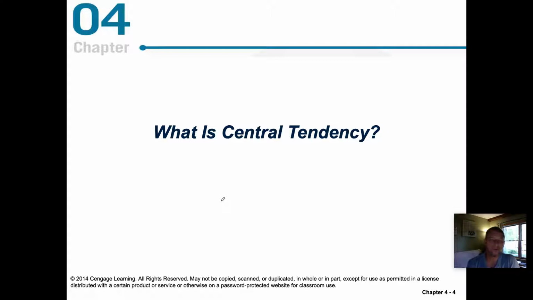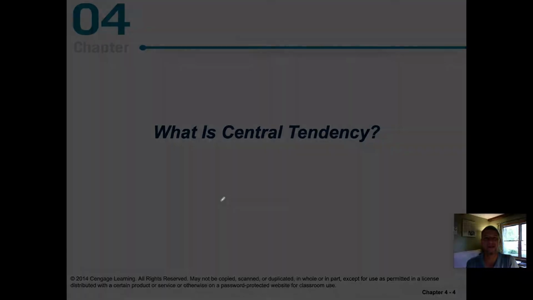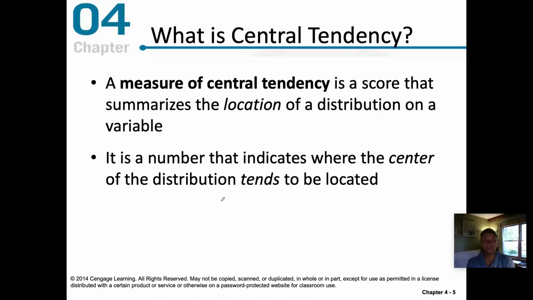So in reality, we talk about central tendency. What does the middle of this data set look like? What do we do to describe this data set? A measure of central tendency is a score that summarizes the location of a distribution of a variable. A measure of central tendency is a score that summarizes the location of a distribution of a variable.